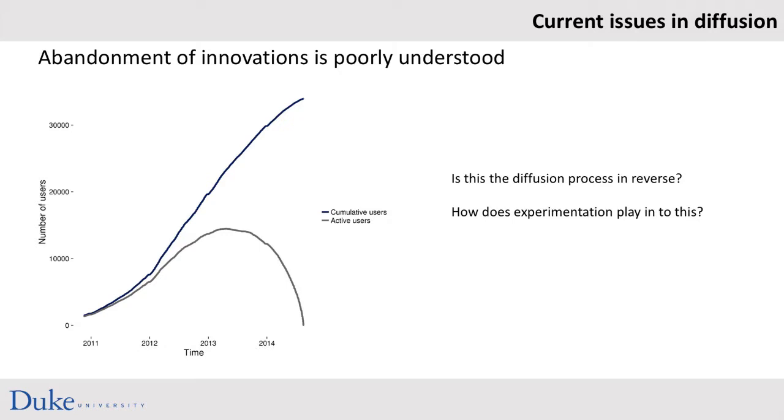And actually, a preliminary look at, for example, a software in a technology company. If you look at the actual number of cumulative users, you'll wind up seeing the traditional S-shaped curve. But if you look at the number of people who are using it at a given time, you might see it fall off fairly rapidly. And this type of falling off is poorly understood.